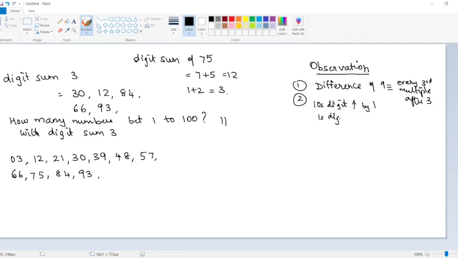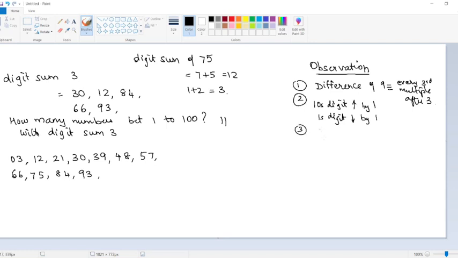Ones digit decreases by 1. But there will be a problem when there is 0 as the last digit. So there you are having this jump from 30 to 39. But apart from that, yeah, it's following this pattern.